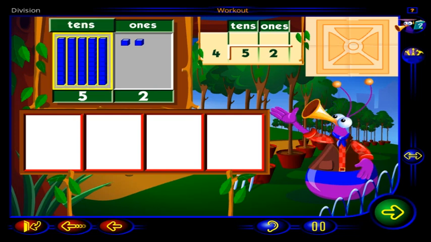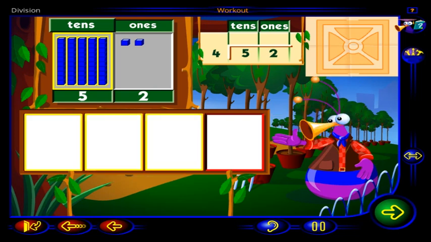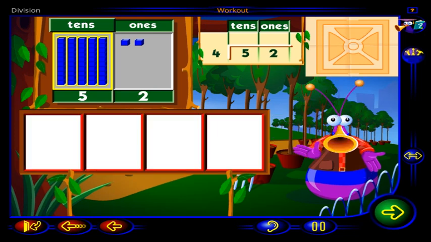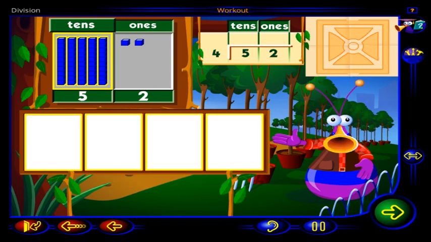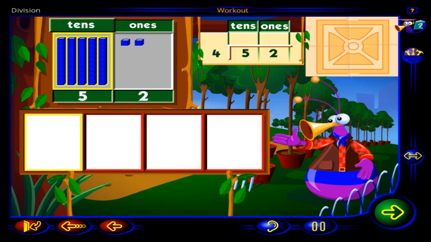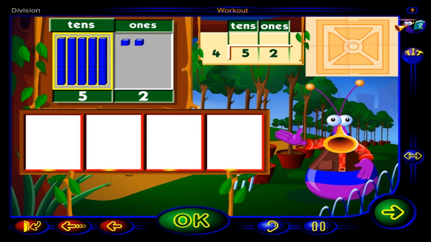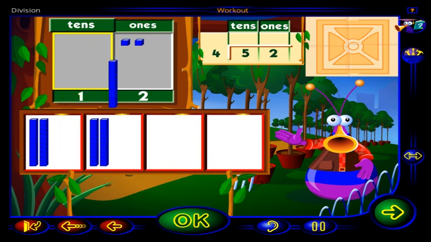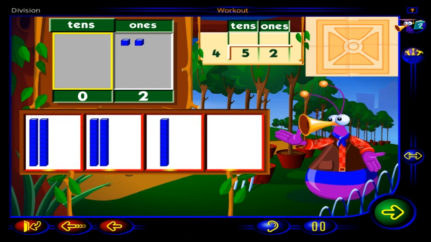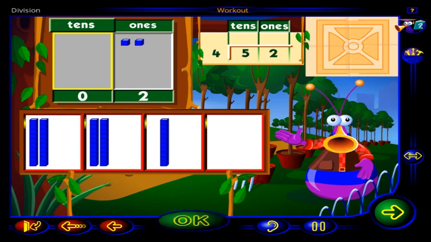What is the greatest number of tens that you can put into each of these groups so that there is the same number of tens in each group? Drag tens here, here, here, and here. Then click OK. You haven't dragged the same number of tens into each group. Try again.